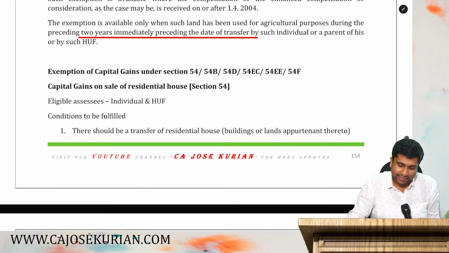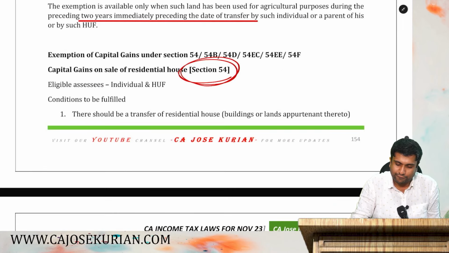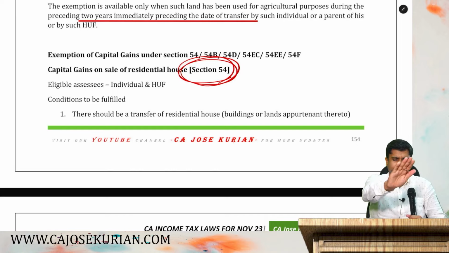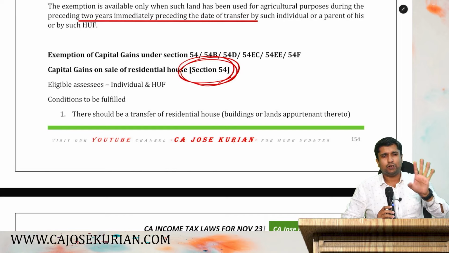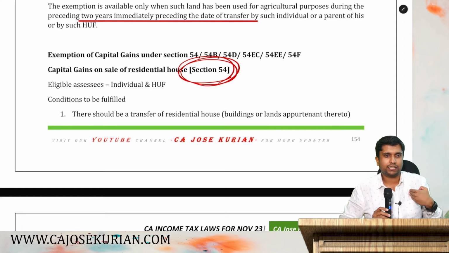Moving on with the next exemption, which is under section 54. So let's understand what is 54. Listen, I'll tell you what exactly is 54 in one sentence. Say I have a residential house property.